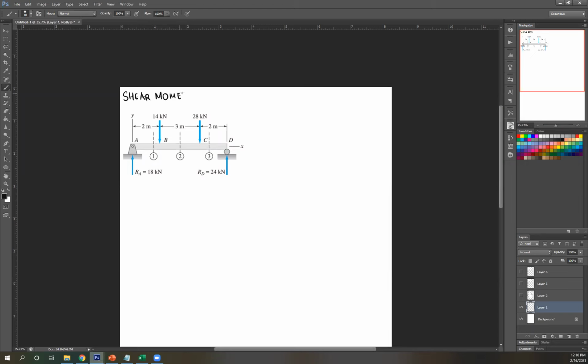So, shear moment equations, shear moment diagram. Okay, so let's start with segment AB, right? For segment AB, again, our goal is to create shear and moment forces for each segment. In short, we're trying to look for the internal forces and internal moment.